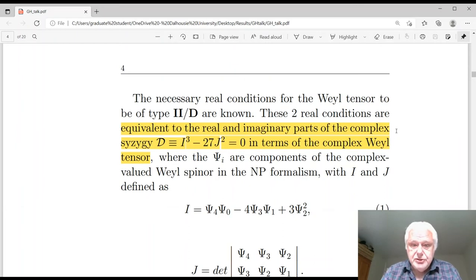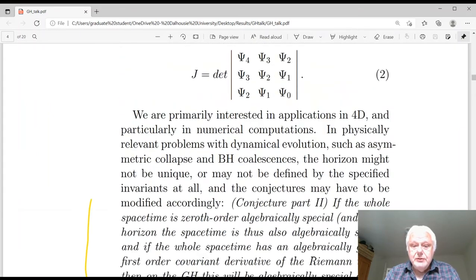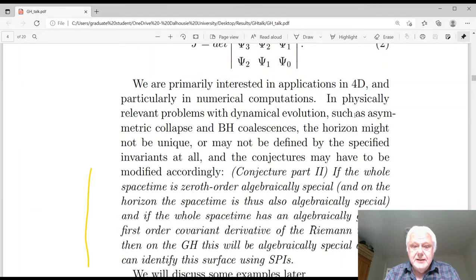very familiar conditions in terms of the complex Weyl tensor. Here are the conditions here. For what it's worth, if people know these things, they'll recognize this. And so this is what we would be studying for a general collapse to see where these invariants are zero.